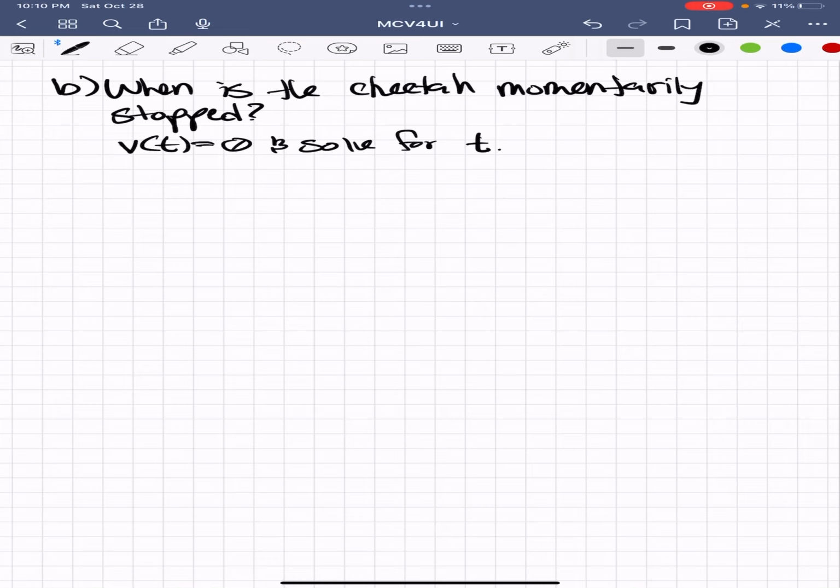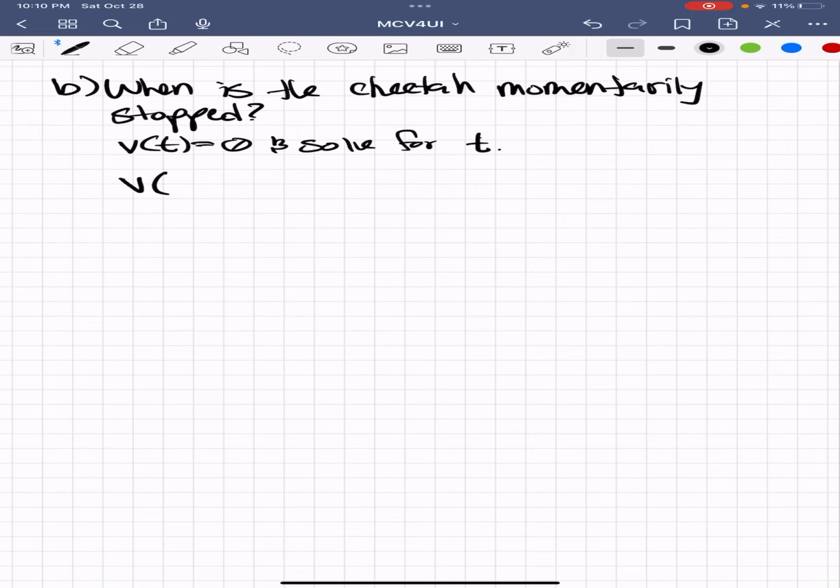When is the cheetah momentarily stopped? So v of t equals 0. That means the velocity equals 0 meters per second when it is stopped. And we're solving for t. So what time is the cheetah momentarily stopped?